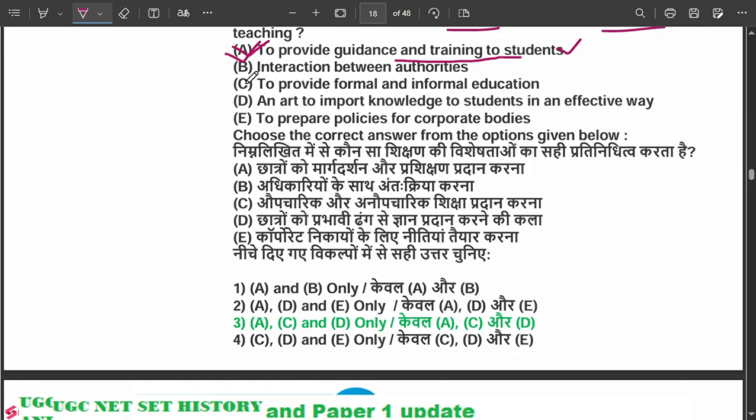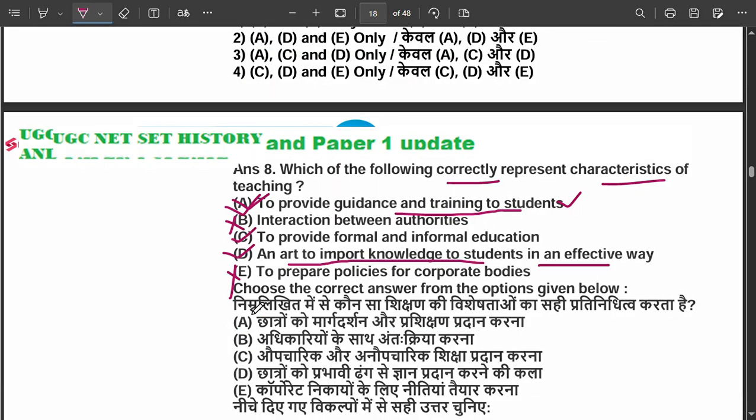B. Interaction between the authors. This is incorrect. C. To provide formal and informal education. This is also correct. D. An art to impart knowledge to the student in an effective way. This is also correct. E. To prepare policies for corporate bodies. This is incorrect. So option number 3 was the correct answer. A, C and D was the correct answer.